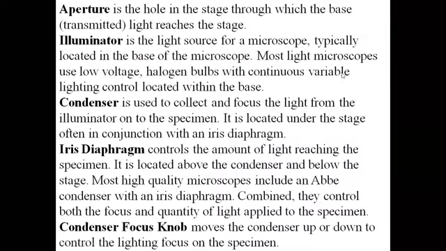With continuous variable lighting, it can be controlled also within the base. So in this diagram, in that picture, you will not be able to see because the variation was not there. But in the second image, I will show you how it is controlled. Then you have your condenser.